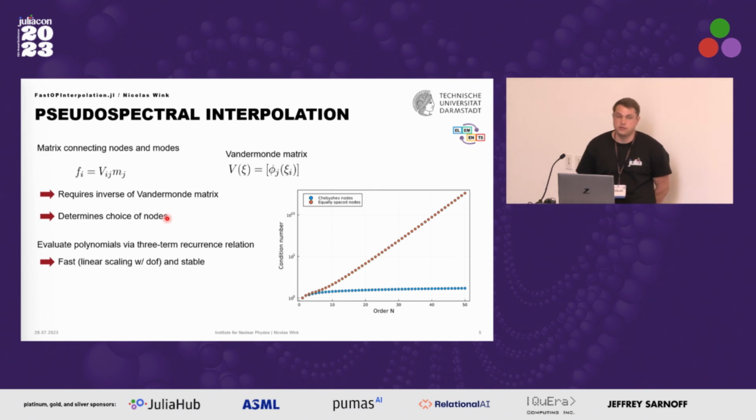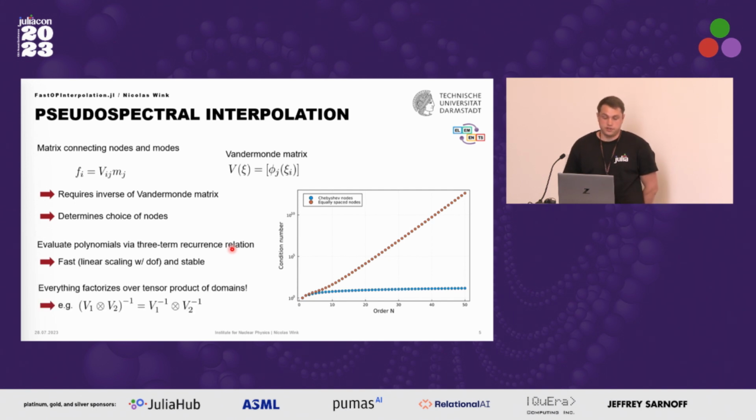Then to evaluate this, you can evaluate arbitrarily high orders of orthogonal polynomials stably and extremely fast. They have three-term recurrence relations, which you can just unroll internally. So you scale linearly with the degrees of freedom, which we also tested up to a couple of 100,000 degrees of freedom in our code. And then everything is floating point stable. So floating point errors never accumulate in these relations.